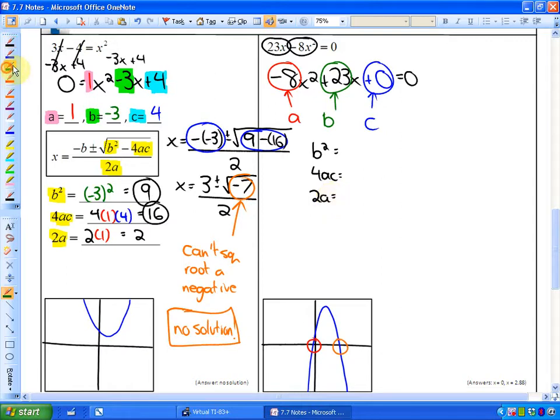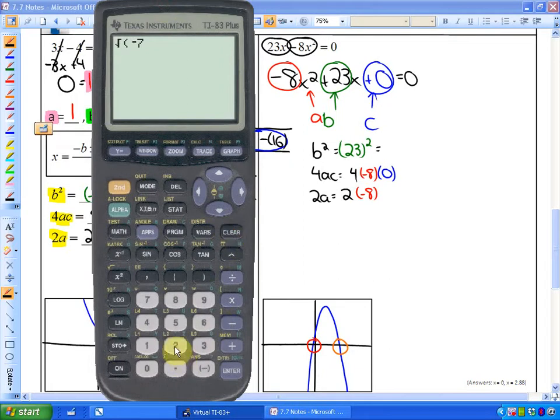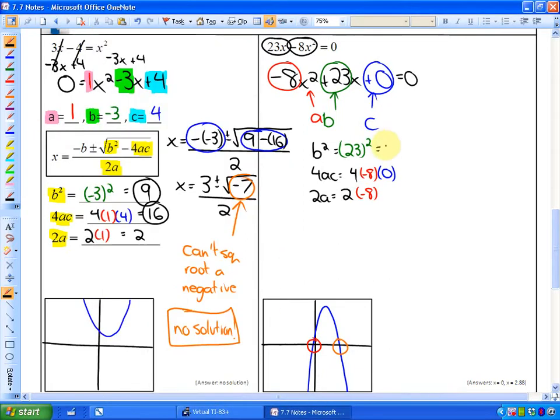quadratic formula. So b squared would be 23 squared, 4ac would be 4 times negative 8 times 0, and 2a would be 2 times negative 8. So those three products would be 529, 0, and negative 16.